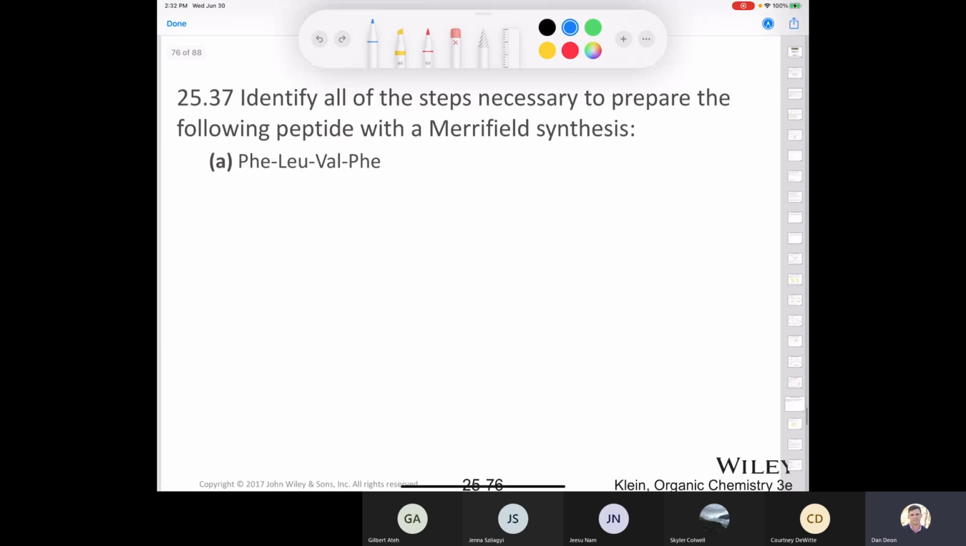All right, so this question says, identify all the steps that you would need to make this tetrapeptide using a Merrifield synthesis. So let's see how you would start. Again, this one over here is our C terminus. So that's where we're going to start, with this phenylalanine. And then, son of a gun, this is our N terminus over here. So we're going to end with that one.